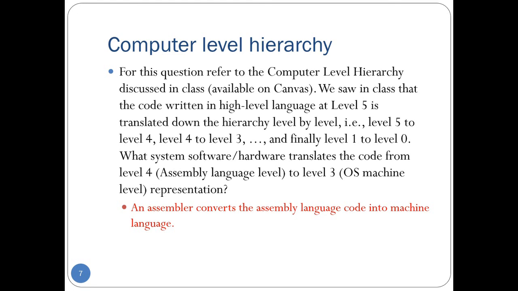So this question is asking us what system software or hardware translates the code from level 4, which is basically the assembly language level, to level 3, which is the operating system machine level. So recall, compilers are responsible for translating the high level language code into assembly code, and it is the assembler's job to convert or translate the assembly code into the machine code. So the answer here would be an assembler.